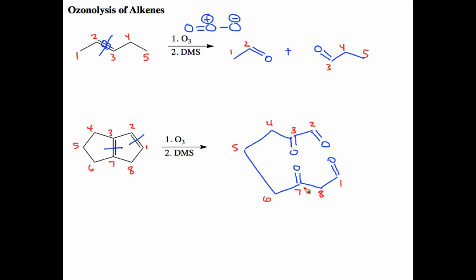Now while this might not be a very pretty picture, it is an accurate representation of the product we obtained from this reaction. And if we count our carbons, we still have a total of 8 carbons in our product. And this is an oxidation because we've added oxygen into the product.